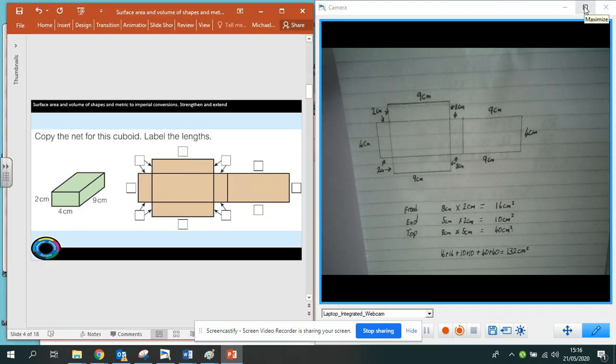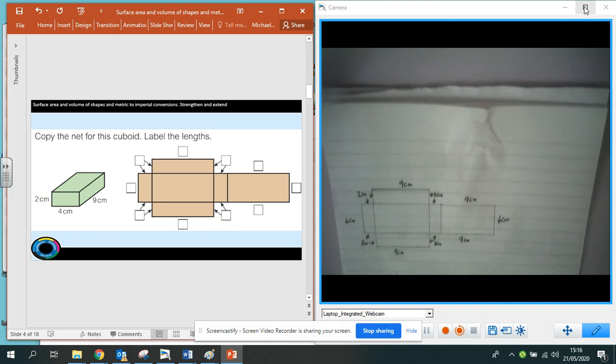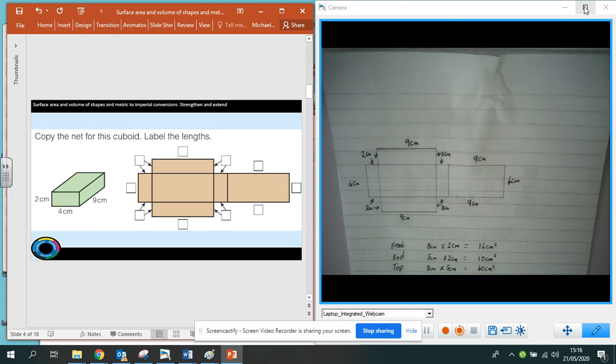So here's my version of it. Doesn't matter if you can see it. Working our way around: 4, 2 for both of them, 9, 2 for both of those, 9, 4, 9, 2 for both of those, 9, 2 for both of those. Nice and simple. I hope you've all got that right. If you haven't, once again, just pause the video, catch up when you're ready.